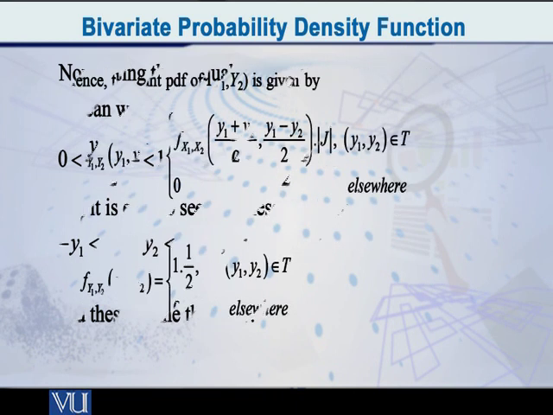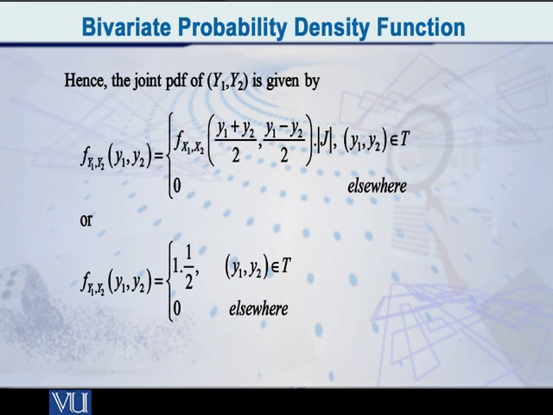Well, we can just write it as follows. The joint PDF of y1 y2 is given by f of y1 y2, f of the random variables y1 y2 at the point small y1 small y2 is equal to small f of the random variables x1 x2 at the point (y1 plus y2)/2, comma (y1 minus y2)/2, and this whole thing multiplied by the Jacobian of transformation, and this whole thing defined for those ordered pairs y1 y2 that belong to capital T, where capital T is itself according to those 4 inequalities just that I mentioned a short while ago, and the PDF is equal to 0 elsewhere.